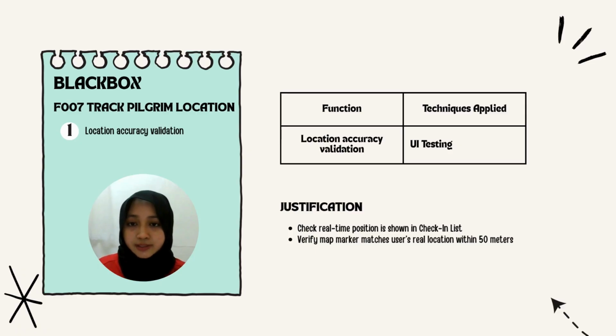We have location accuracy validation, which is a technique that uses UI testing. This is to check real-time positions are shown in the check-in list, and also verify the matched user's real location is within 50 meters from the location that has been pinged or the location that has been stated in the code.